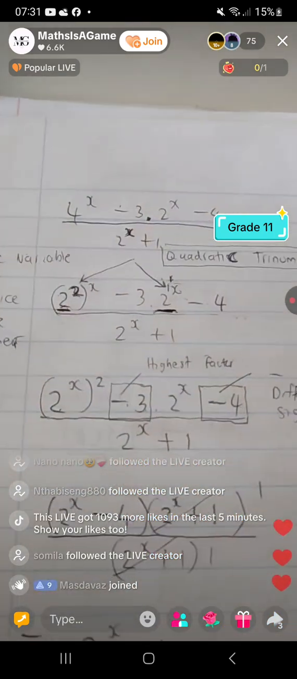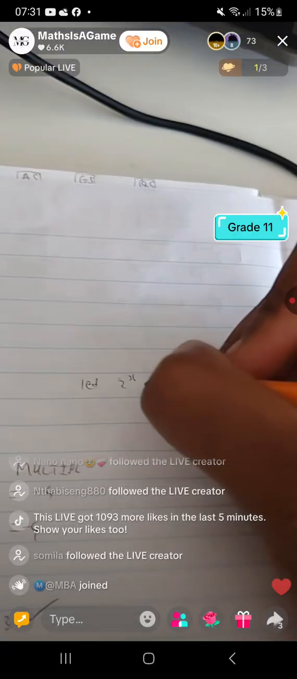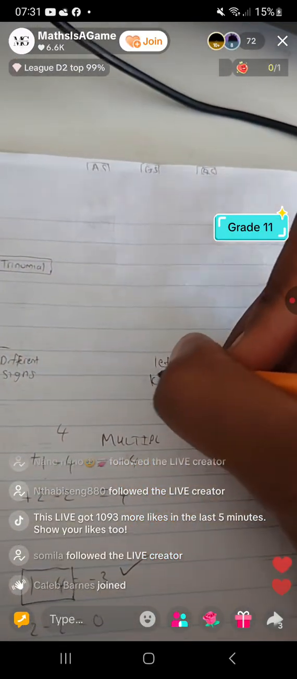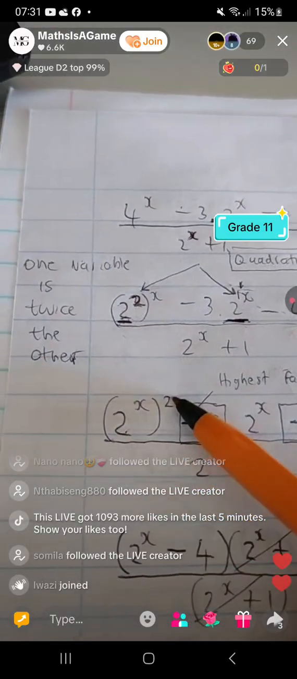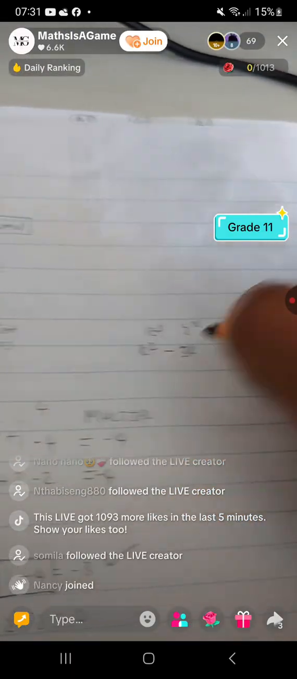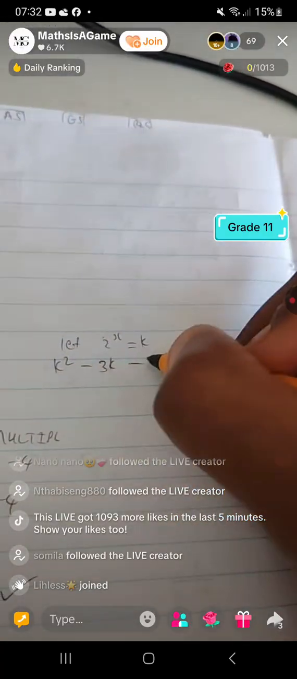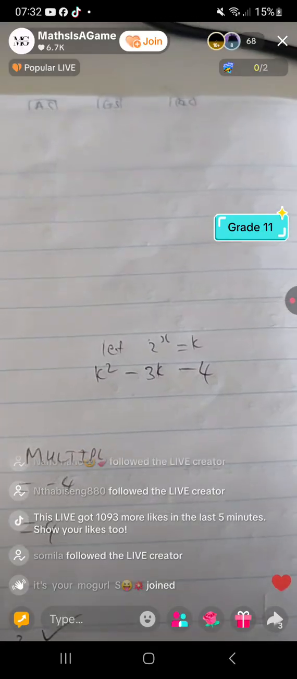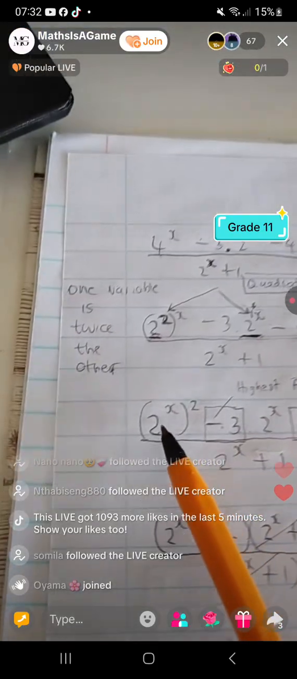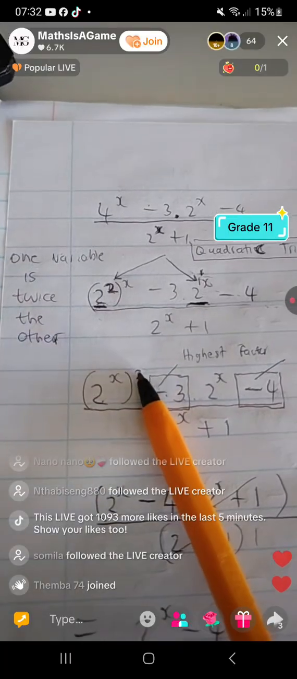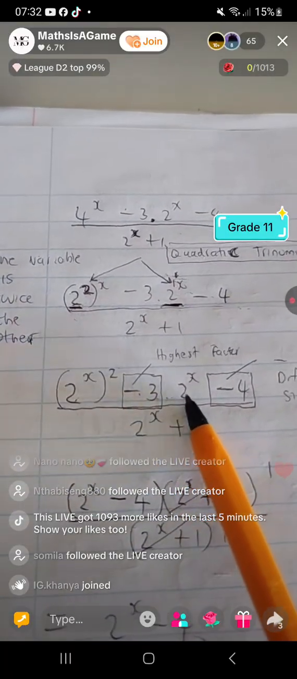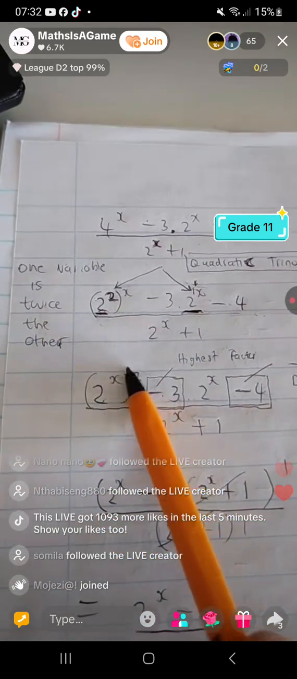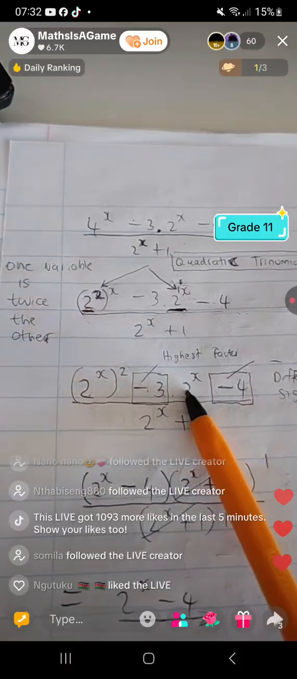If you think about it this way, if you were to let 2 to the power x be equal to k, then it would mean here at the top you have k squared minus 3k minus 4. This, guys, I'm sure you know, is a trinomial. How many 2 to the power x's? 2 of them. Minus 3 times 2. The base 2 has the variable x, but the exponent here is 2. The exponent here is 1.